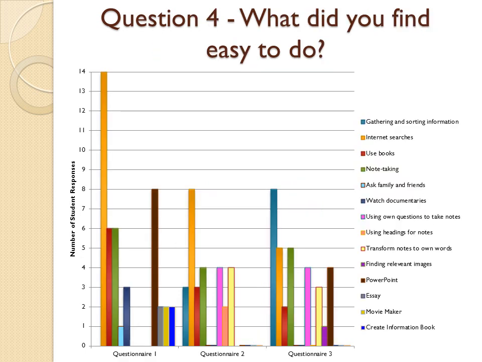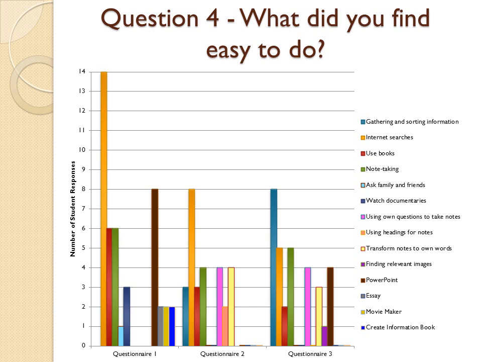In all three questionnaires, students were asked to identify what they found easy to do when completing research tasks. The results recorded in questionnaire 1 included a variety of tasks including internet searches, note-taking and using books. One student stated that talking to family and friends created a positive benefit for their research.